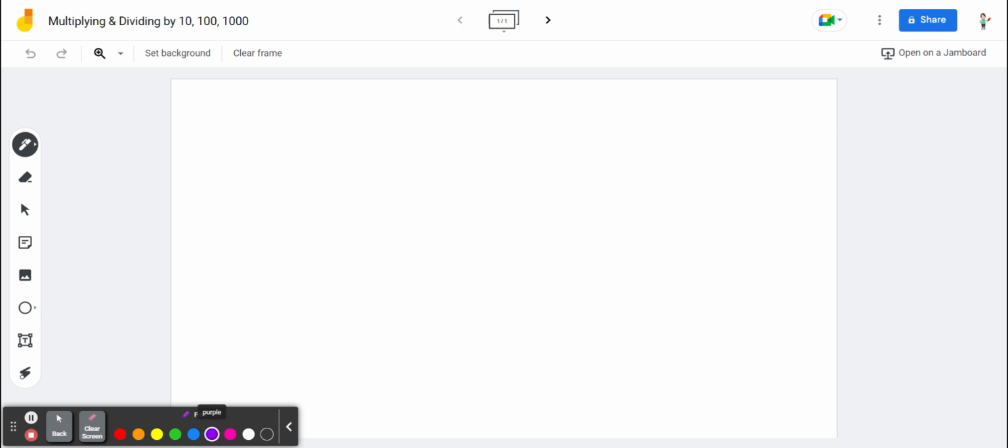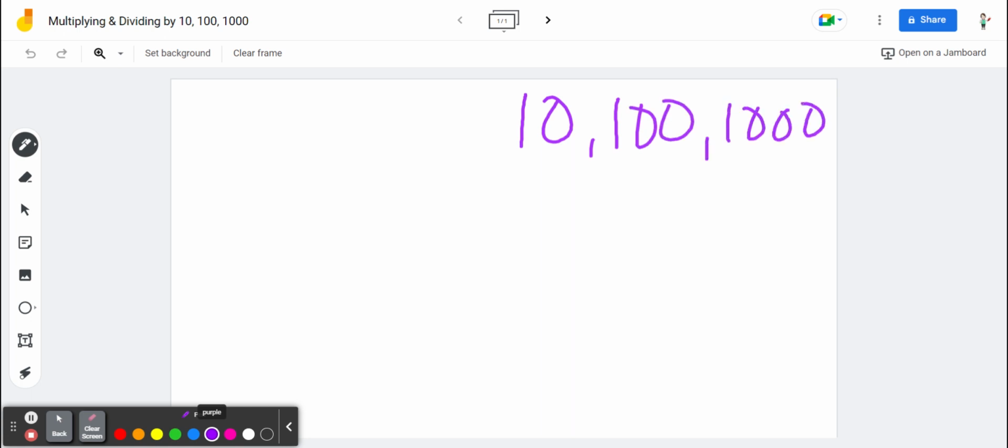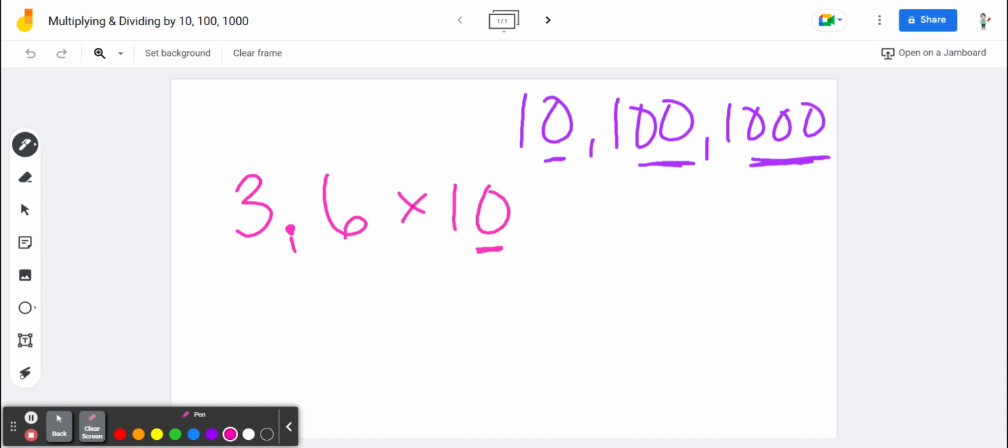Right, this is just a review of multiplying by 10, 100, and 1,000. The key when we're doing this is really to look at your zeros and think about how your number is growing, right? So let's just start with 3 and 6 tenths. If I multiply 3 and 6 tenths times 10, I'm going to move my decimal over one place, and it's going to give me the answer of 36. Okay, it's going to give me 36.